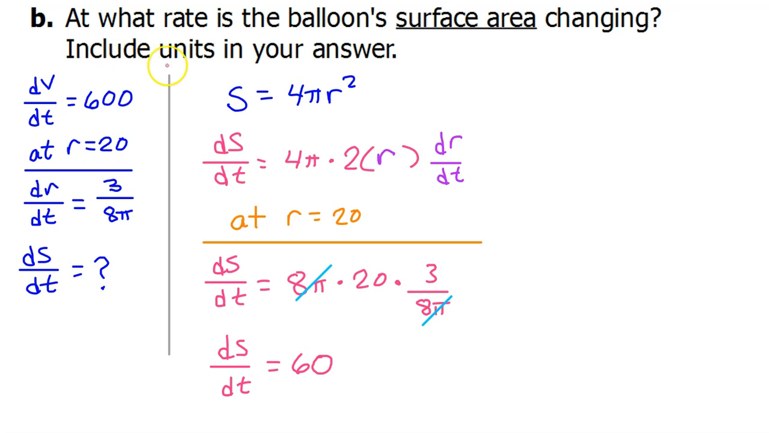Don't forget to include units in your answer. This is the change in surface area divided by the change in time. The units of length in this problem are centimeters, so area will be centimeters squared. The units of time are seconds, so that's centimeters squared per second.